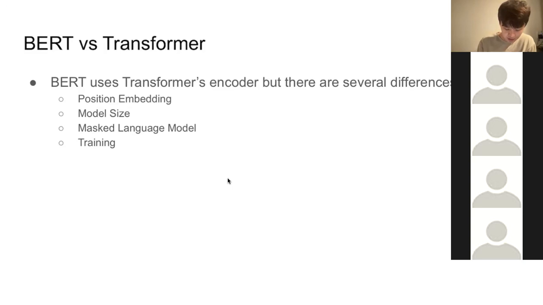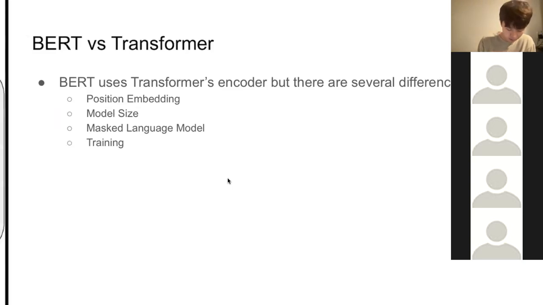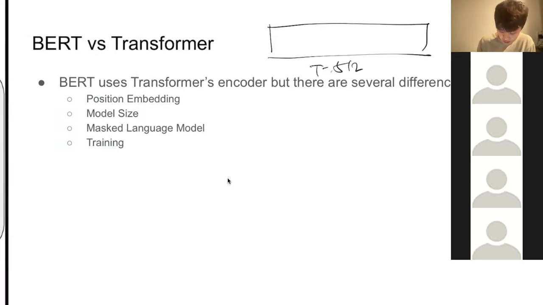Suppose that BERT's input length is 512. Then you basically have this position embedding, which is 512, the sequence length, and then you just have fixed embeddings for all these. Let's say the BERT's input size is 1024.